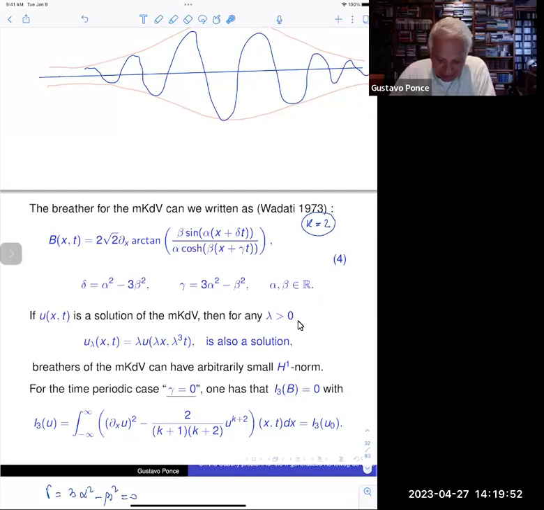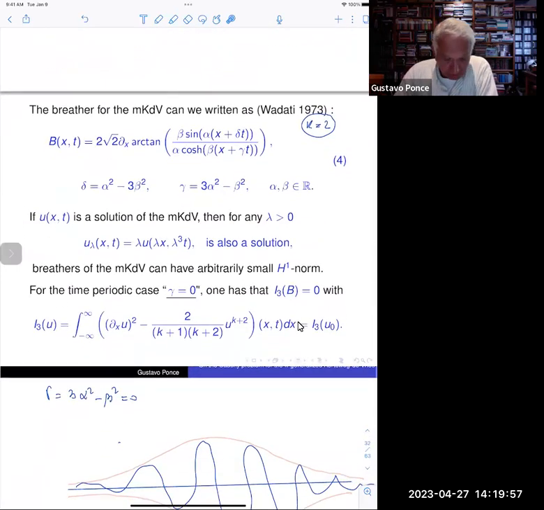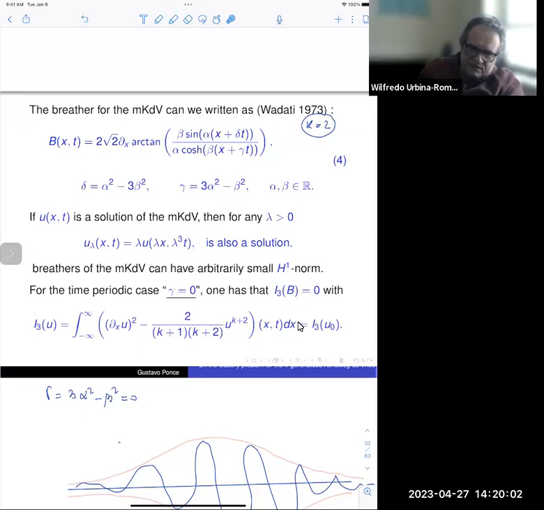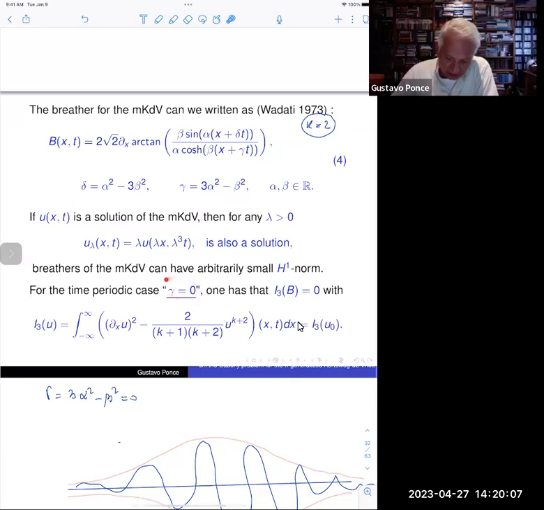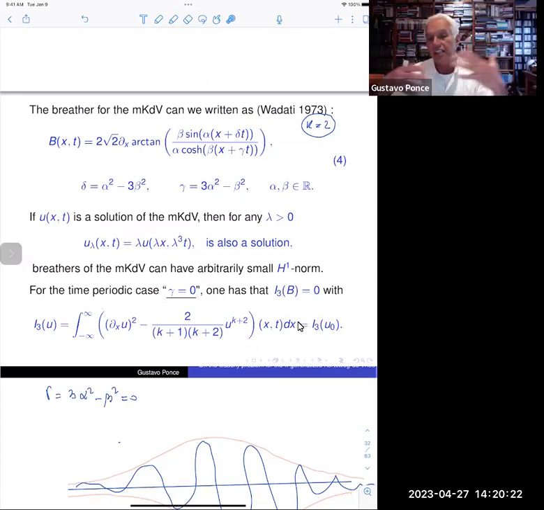But let's define that breathers are periodic in time and localized in space. For example, if this constant is zero, this conservation, we know that this is the third conservation law, has to be zero for the breather. You don't have a lot of flexibility. You have a lot of things you have to satisfy to be a breather. It's very complicated to be a breather.